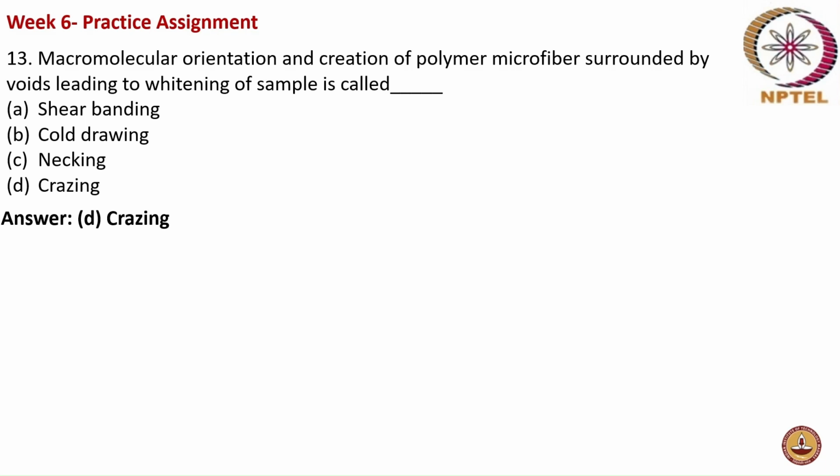But in crazing, you have the orientation and formation of microfibers, and void formation is also there, which leads to whitening of the sample. There is a concentration in one point and a void in another point. So when light passes through, there is a difference in refractive indexes, because where the fiber is present it refracts more, whereas where there is a void there is less refraction. So this leads to the appearance of white because of the difference in refractive index between one point and the other.